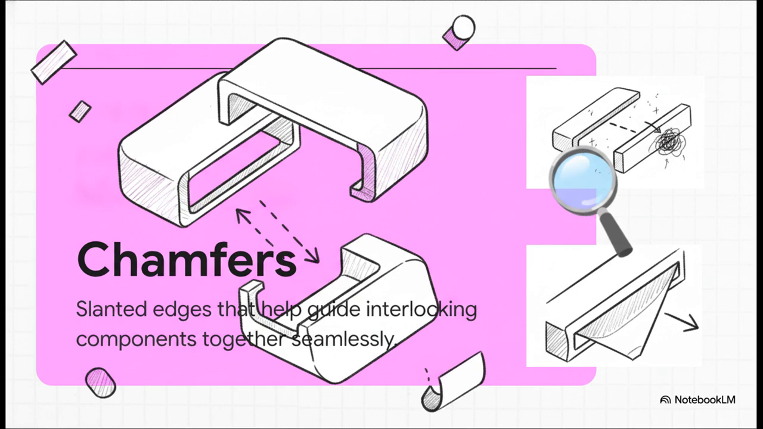Next, we have chamfers. You've probably seen these. They're slanted or angled edges applied to the geometry of a part. Instead of two flat, hard edges abutting and catching on a microscopic layer line or, say, a tiny overextrusion, a chamfer acts like a physical funnel. It seamlessly guides your interlocking components together, completely bypassing those annoying little machine quirks during assembly.